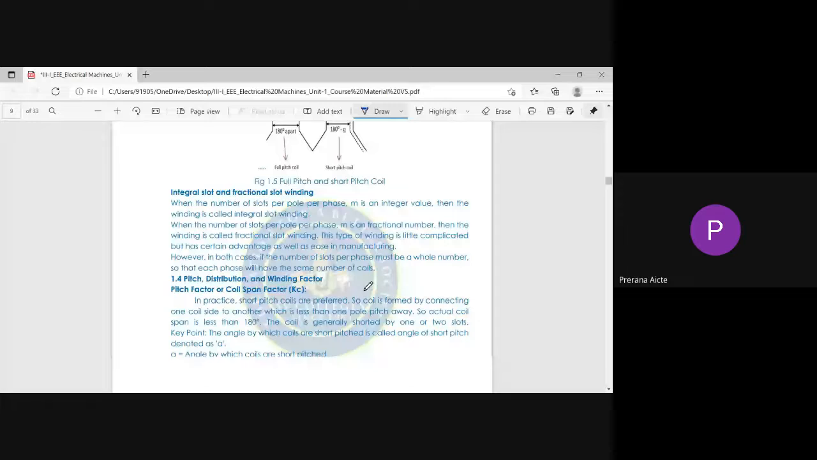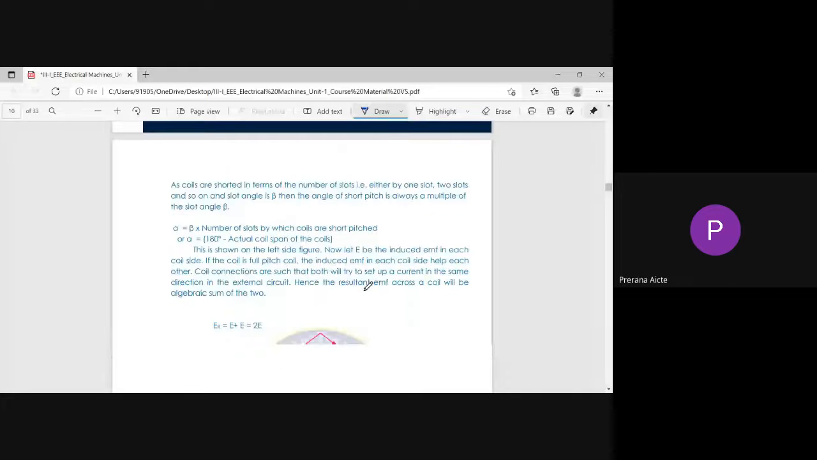If the winding is short pitched, how do we say that? In the sense that the distance between the two coil sides of a coil is less than 180 degrees, then the winding is nothing but a short pitched winding. So generally, in the case of short pitched winding, there is elimination of higher order harmonics.